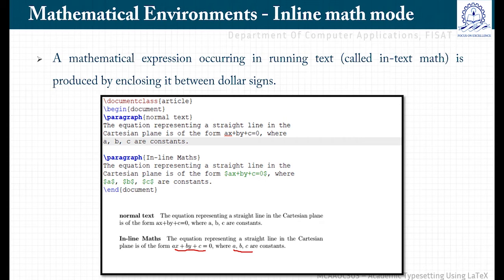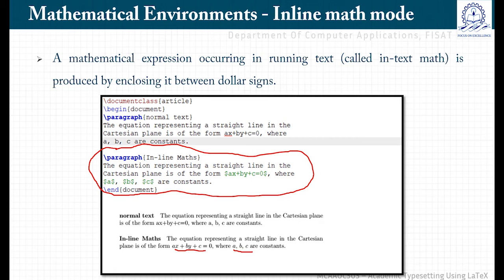Let us explore the code first. See, this is where the mathematical environment is used. Here I am placing the equation within dollar symbols: dollar ax plus by plus c is equal to 0. Because of this, it appears in a mathematical fashion. For the variables I am using separate dollar symbols. That makes the difference, which means the dollar sign in LaTeX is the way of distinguishing mathematical text.